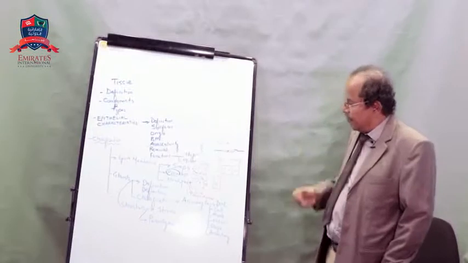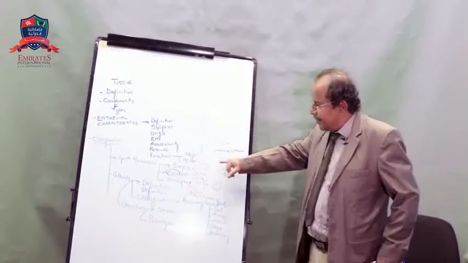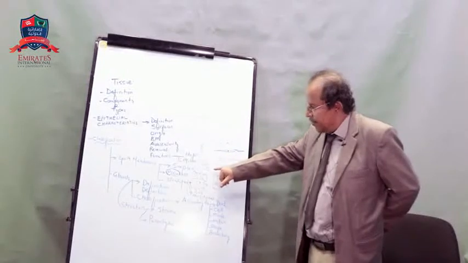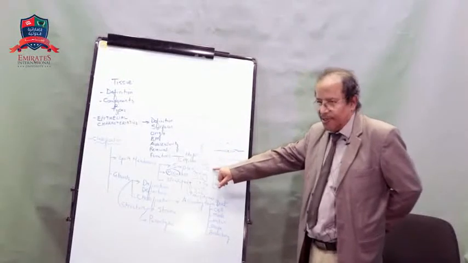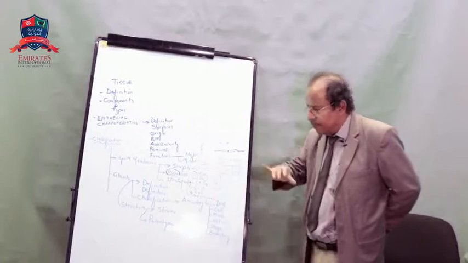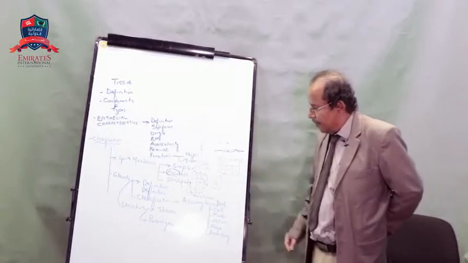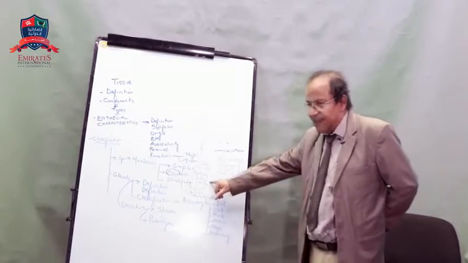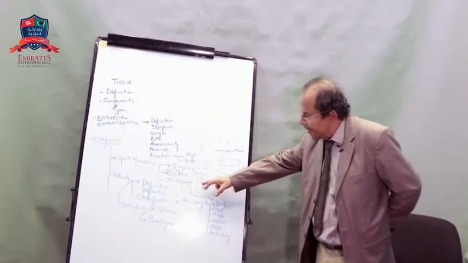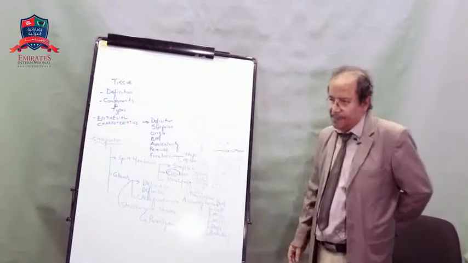We must know, for example, why is simple squamous squamous? Why is this simple cuboidal? Why is this simple columnar? We must correlate between the structure and the function. What about the stratified? Why are they stratified? What is the difference between a stratified and a simple?